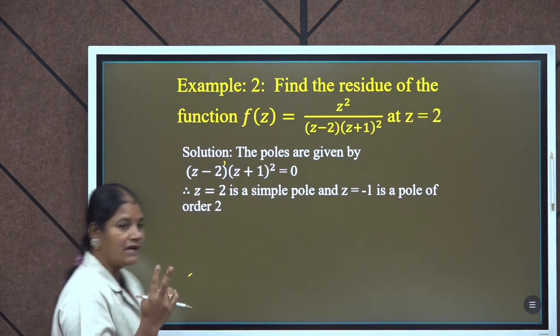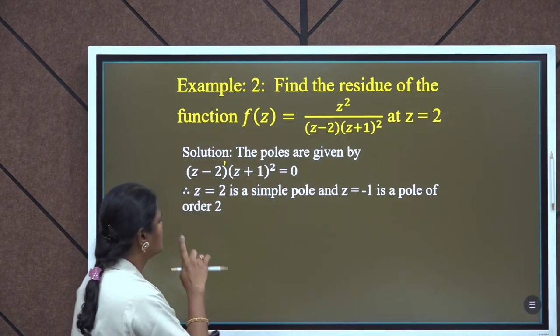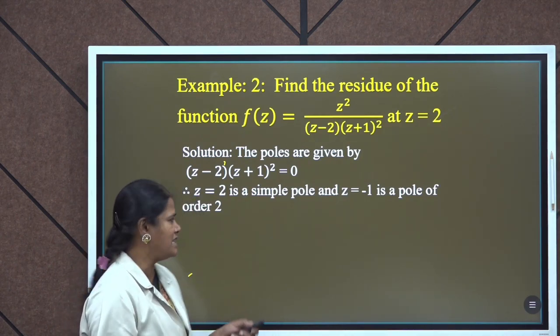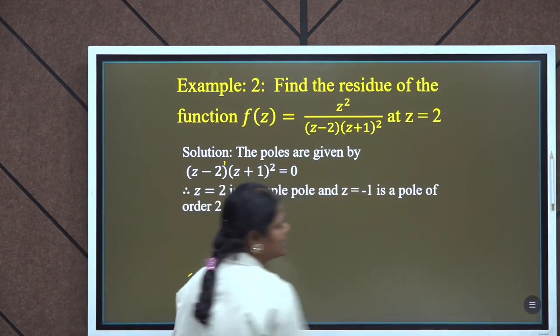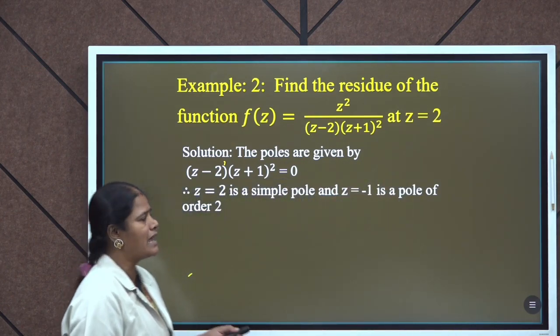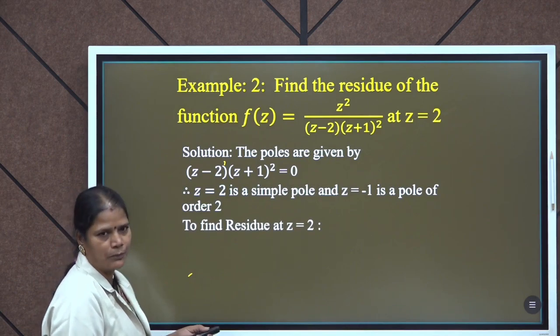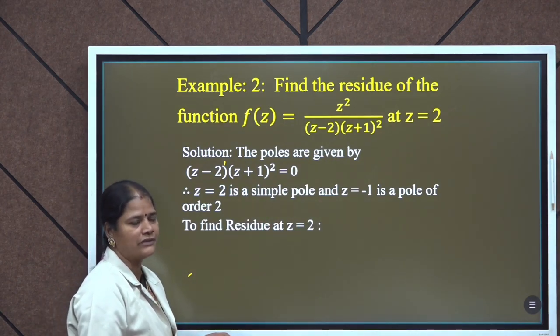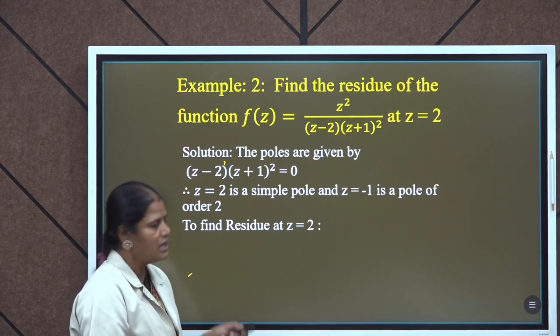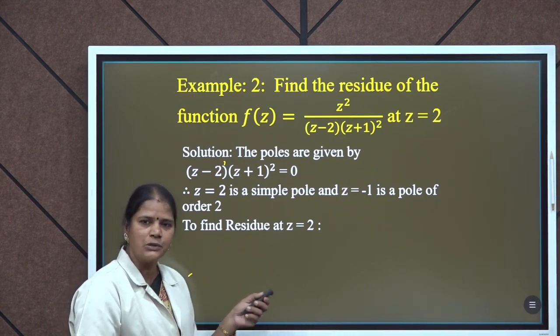For this problem, we have two poles. One is z = 2 and another one is z = −1. Actually, here they asked to find only the residue for z = 2. So, it is enough to find the residue at z = 2, and the nature of the pole is a simple pole. As you all know, I have just now explained the formula. What is the formula for residue at a simple pole?